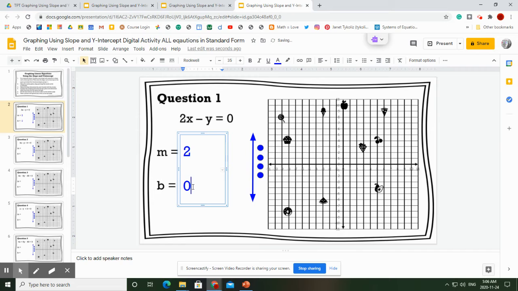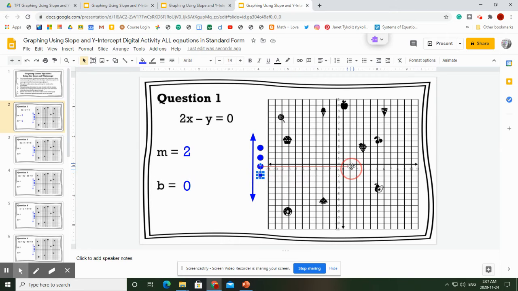Again, they're getting this from the worksheet that they can do on a separate sheet of paper, or you can provide the worksheet to them to show all their work. So once I've entered in my slope and my y-intercept, my first step I'm going to do, I have these circles here, which are movable. I'm going to drag my point to 0, or my y-intercept to 0, and then I'm going to use my slope.